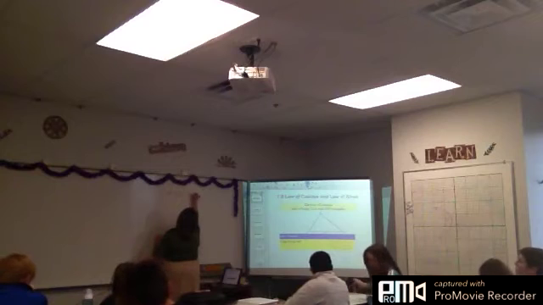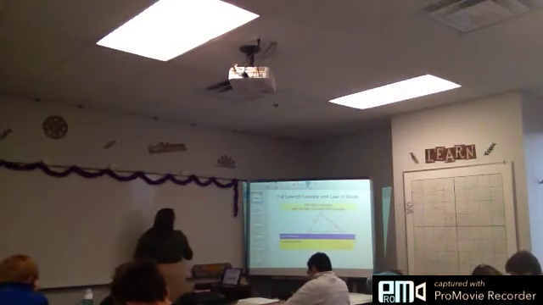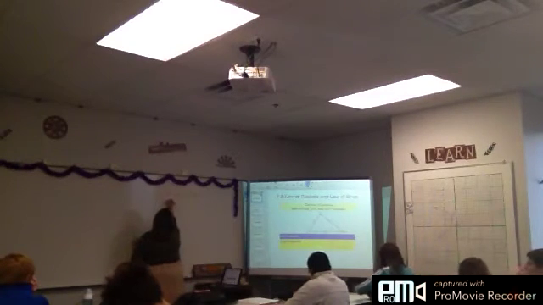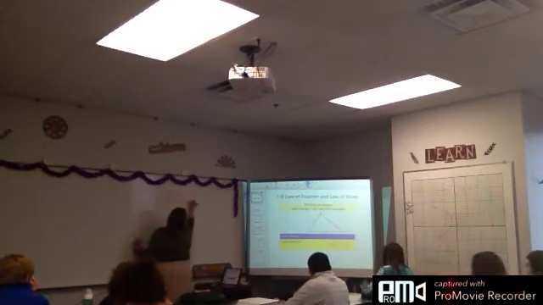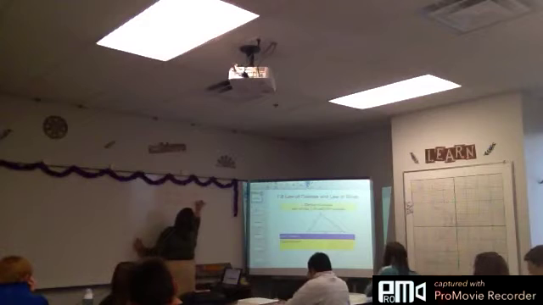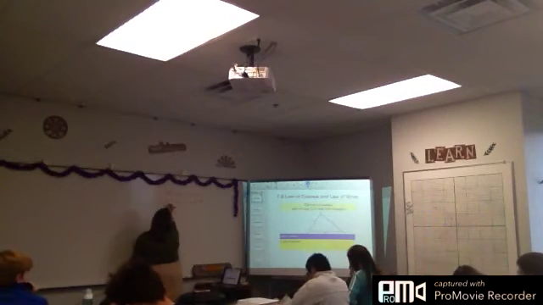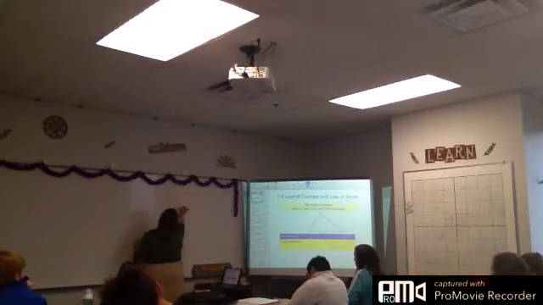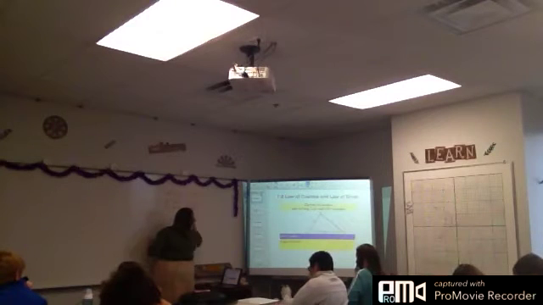Times 2BC cosine A. Okay, so basically, I would have a side and an angle, and I can find the third side. Or B squared equals A squared plus C squared minus 2AC cosine B. Or if I'm trying to find my third side, I can have C squared equals A squared plus B squared minus 2AB cosine C.